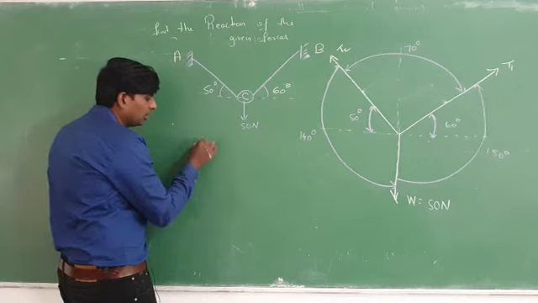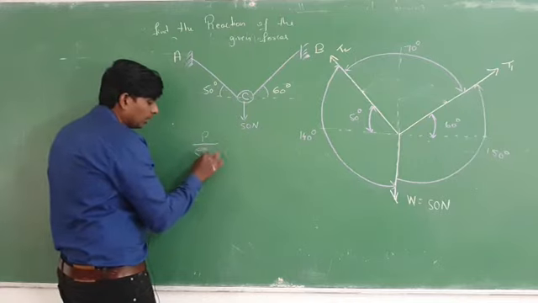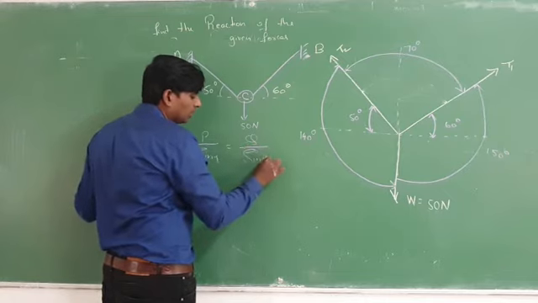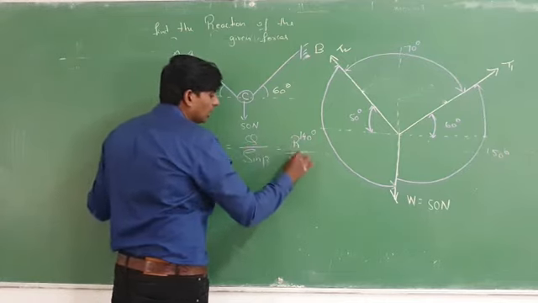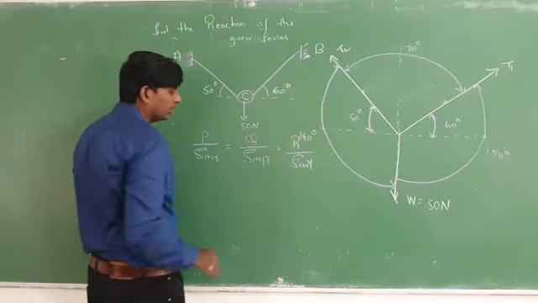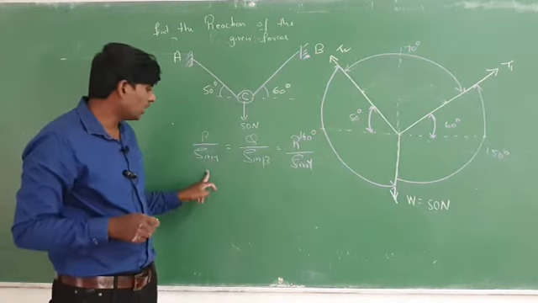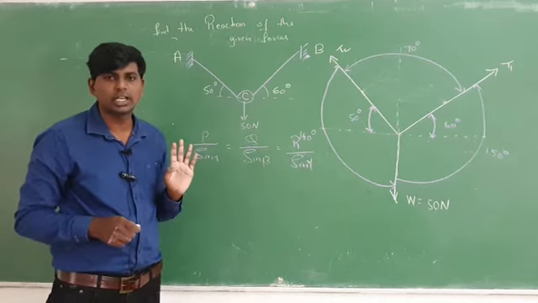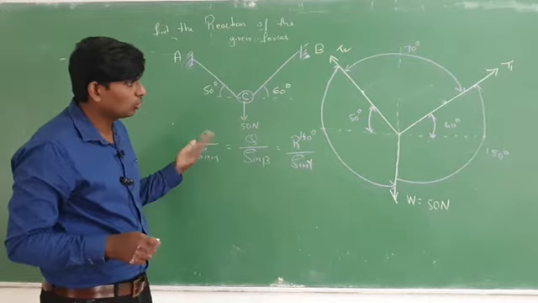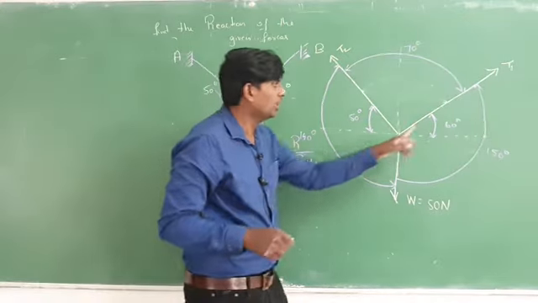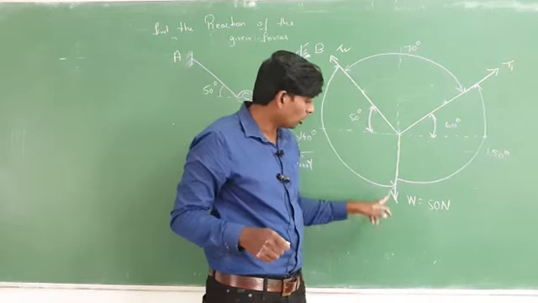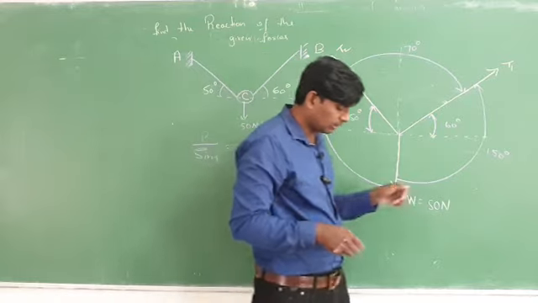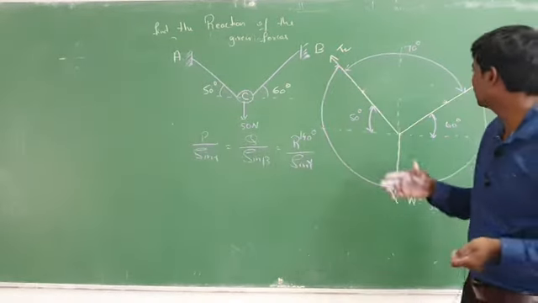Lamè's theorem is P by sin alpha is equal to Q by sin beta is equal to R by sin gamma. This is Lamè's theorem. The good thing about Lamè's theorem is that you can select any force. You can select T1, you can select T2, or you can select W.